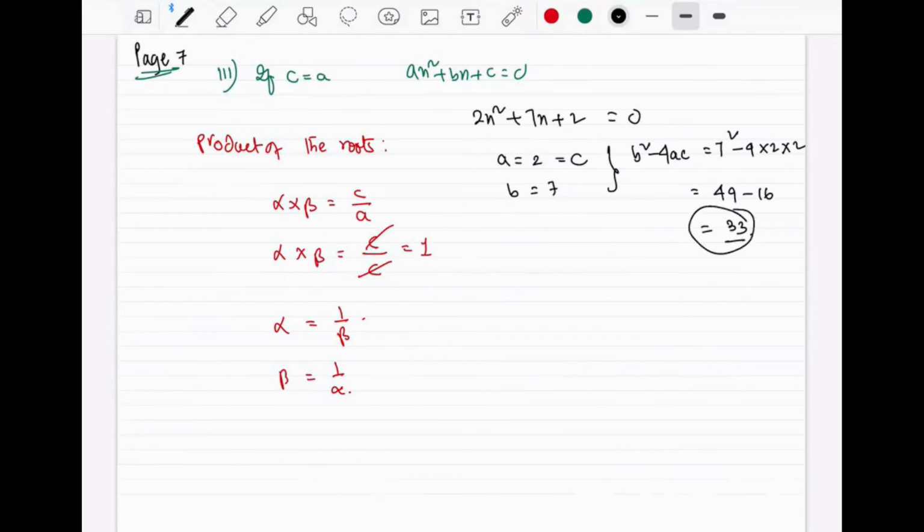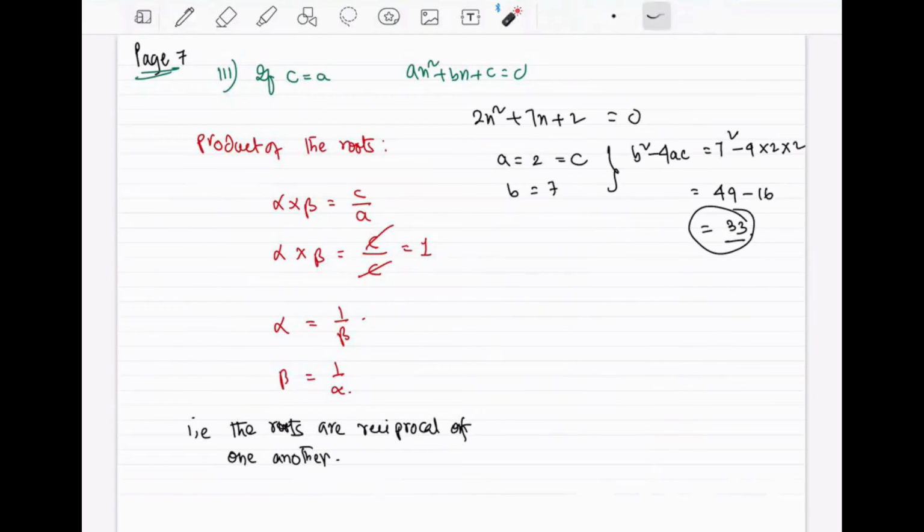For this one, this will be a little bit complicated. Okay, so here I can write the results below from this deduction. In case c is equal to a, the product of roots alpha into beta is 1. So alpha is 1 by beta, or beta is 1 by alpha. So what is the deduction here? That is, the roots are reciprocal of one another. Get it?